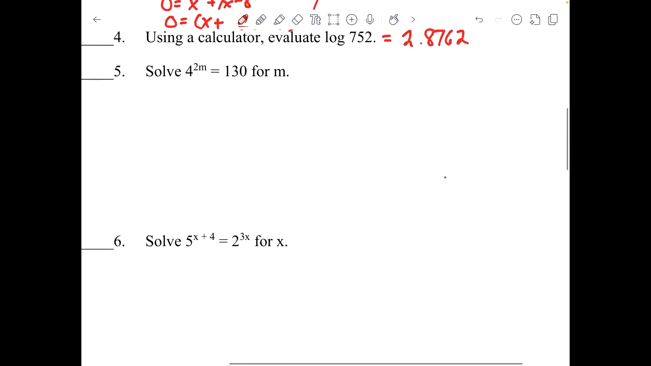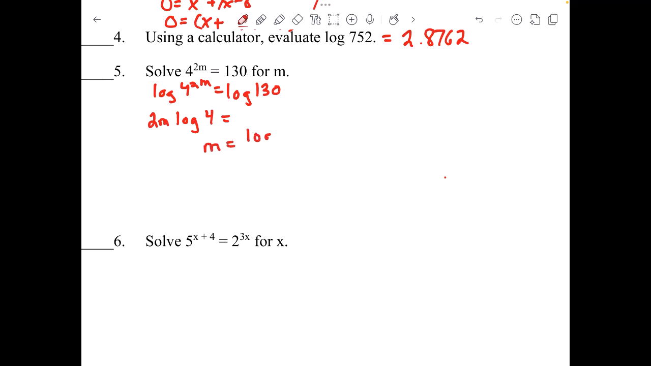Question number 5. We're supposed to solve 4 to the 2m power is equal to 130. So what I'm going to do first is I'm going to take the log of both sides. So I have the log of 4 to the 2m equal to the log of 130. Using my power property, I can bring the 2m out front. So I have 2m log of 4 equal to the log of 130. And now I'm going to divide both sides by 2 log 4, which is going to make m equal to the log of 130 over 2 log 4.